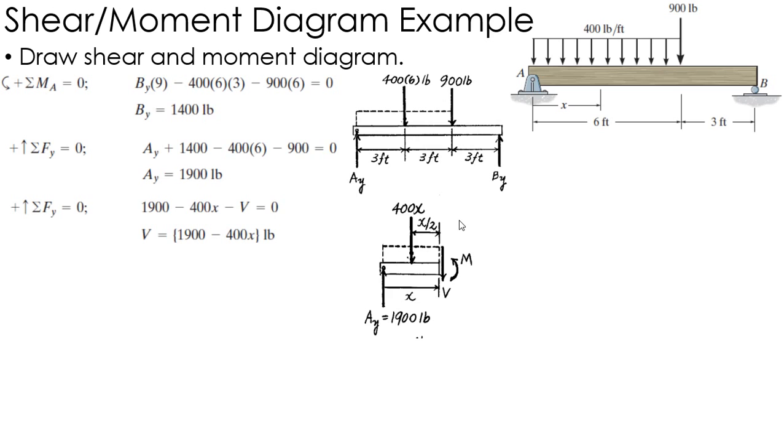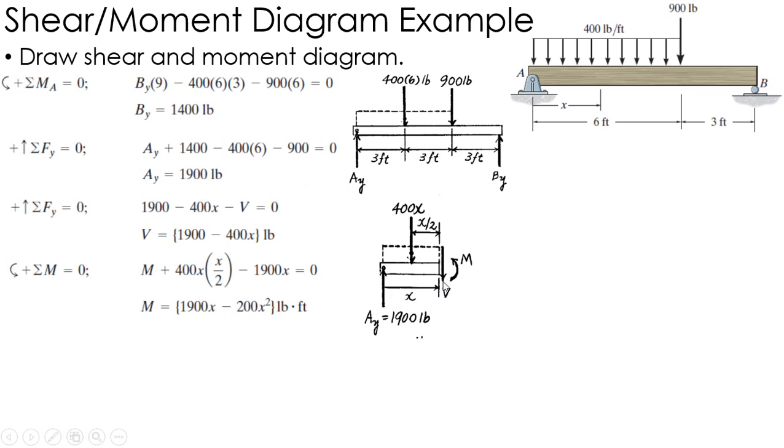And then I've got my positive shear acting down, my positive moment acting in the counterclockwise direction. So summing the forces in the y direction, I get the 1900 up, I get the negative 400x down, and I get the negative V down as well. Solving that for V, I get an equation. This is what I'm going to plot: 1900 minus 400x.